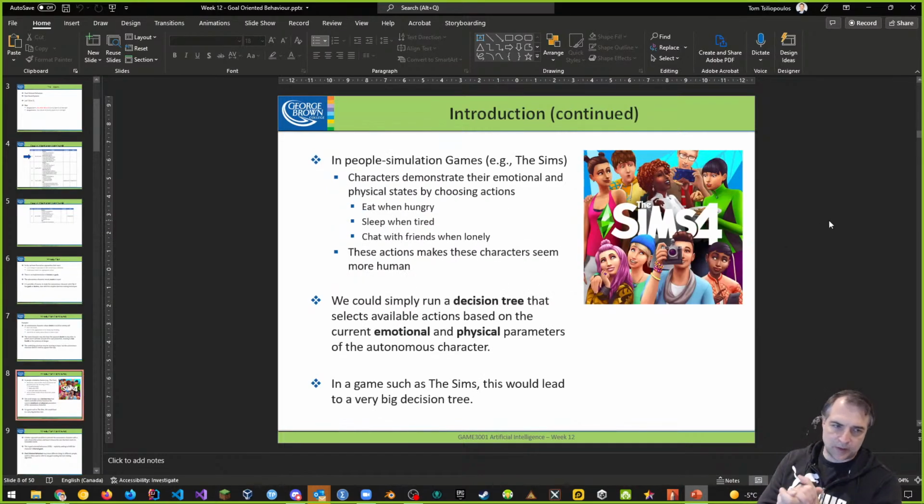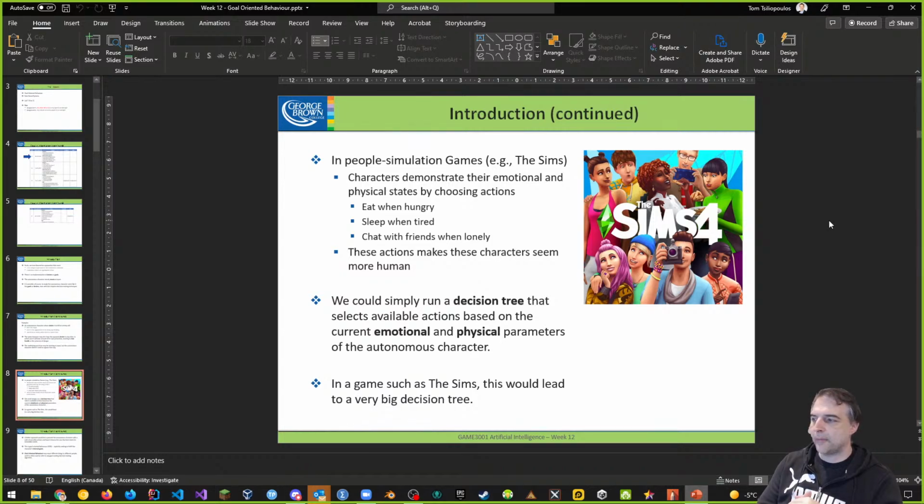So let's think about people simulation games like The Sims. Okay, so this is a different kind of AI, right? Because we want to make the characters demonstrate their emotional and physical states. So for example, maybe the Sim is going to eat when they're hungry or sleep when they're tired, chat with friends when they're lonely, do all kinds of stuff, right? We could simply run a decision tree. That's a way of doing it. That selects available actions based on, let's say, emotional and physical parameters. Am I sad? Well, then I call up a friend, as an example. Am I hungry? Then I eat, those kind of things.